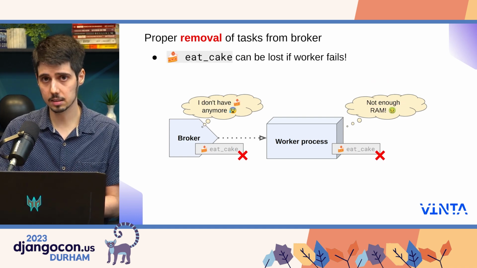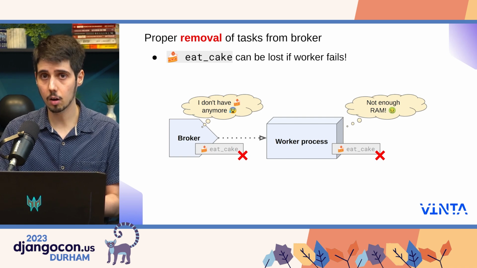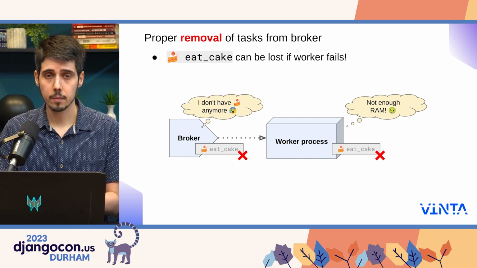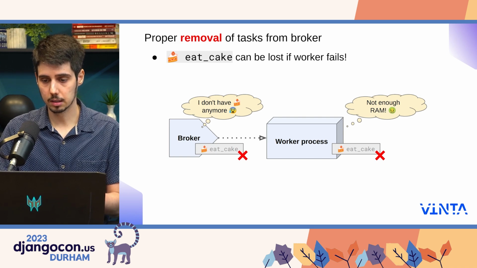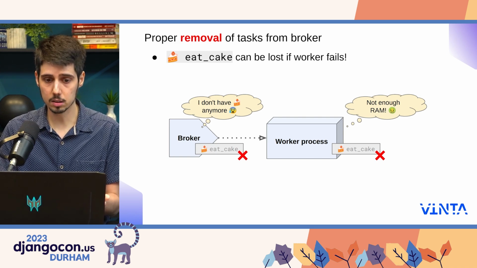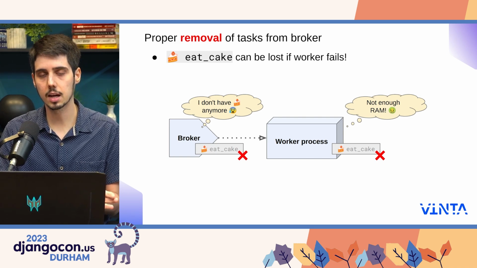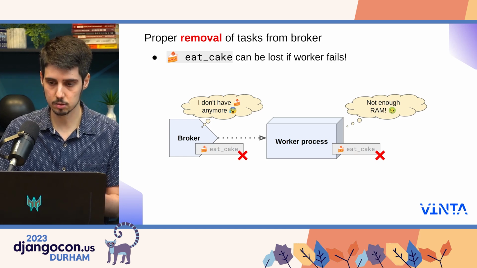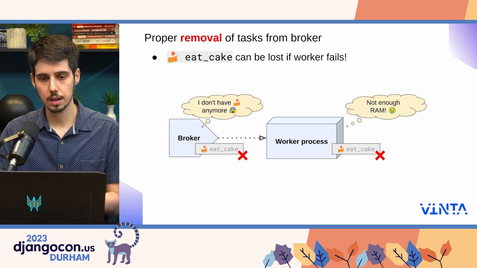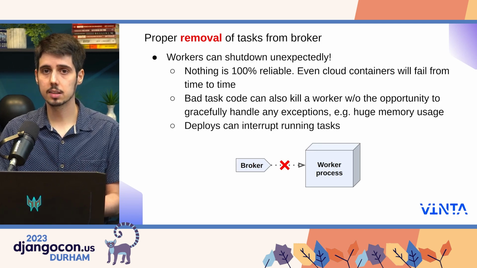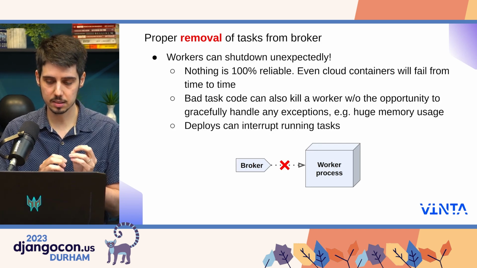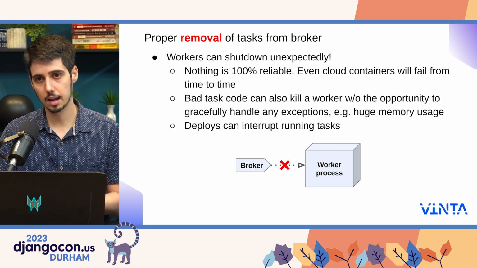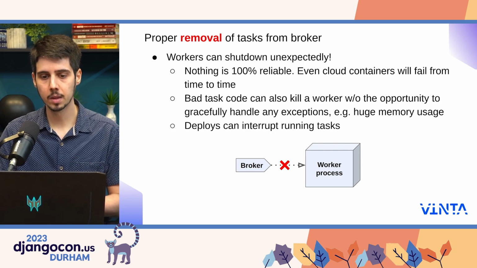But this task, the eat cake task, can be lost if the worker fails. If there is not enough RAM on the worker, this task will just be lost. The task is not on the broker side anymore, and it's not on the worker side because the worker process has died due to out-of-memory errors. Workers can shut down unexpectedly. Sometimes it's so easy to forget that when we are using Celery.